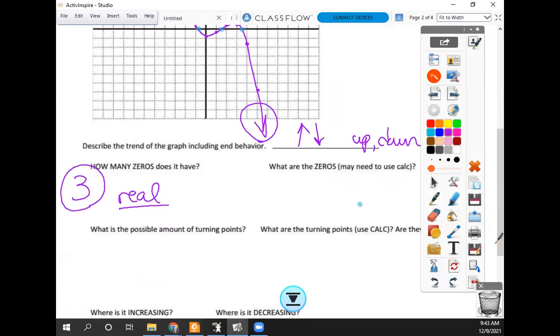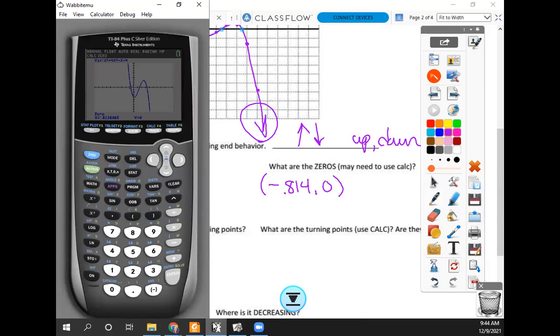All right, so we were able to find one of the zeros, and the first zero was -0.814 when you round, comma 0. Let's find another zero. So let's go back to our calculator. Let's do second trace, and we're going to select zero again. Yeah, you're going to hit second calculate, and then you'll hit number 2.